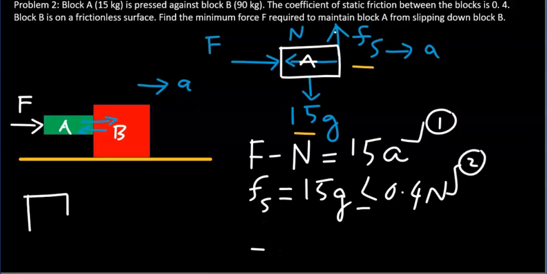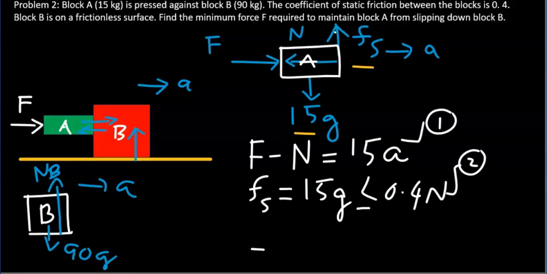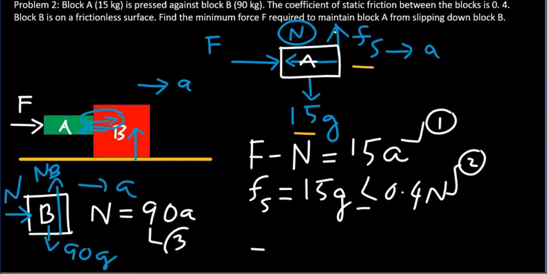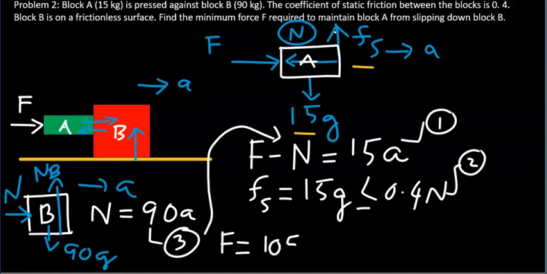Now let's look at object B. The forces acting on object B is its weight, which is 90 times gravity. And then you have the acceleration going that way. Of course, you have another normal force from the surface, the frictionless surface, which is going up. Let's call that N subscript B. And do not forget the contact force from object A that's going in that direction, which is the same as the contact force from B on A, the normal force. Newton's second law would suggest that N equals the mass of object B, which is 90, times the acceleration, and that is result 3. Putting 3 in 1, we get F as 105a.